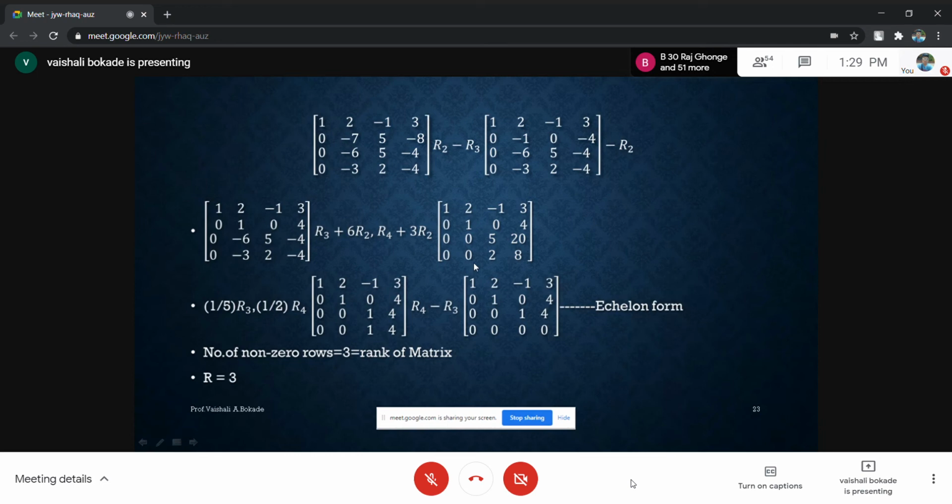Yes. Now let us go for converting the element at the 3 place to be 1. So what I'm doing for that is going for 1 by 5 R3. Yes, see, you can use R3 for that. Yes. So some of you may think that they can go for using R3 plus 2 into R3 minus 2 into R4.